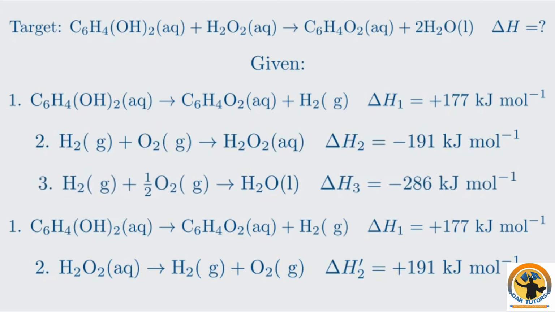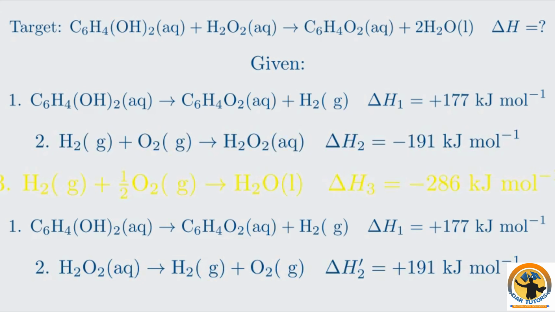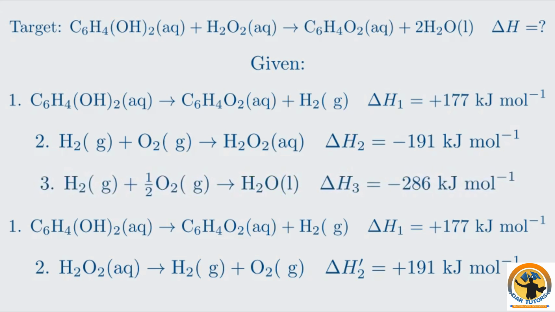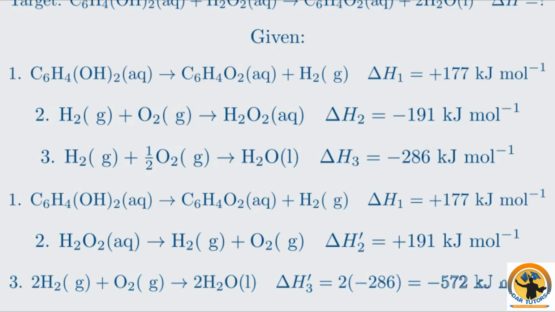Finally, we need 2 moles of liquid water, 2H2O, on the product side. Reaction 3 gives us 1 mole of water. To get 2 moles, we need to multiply the entire reaction by 2. Multiplying reaction 3 by 2 also doubles its enthalpy change to negative 572 kilojoules per mole. We have now found a path.